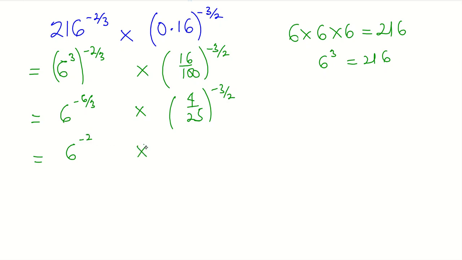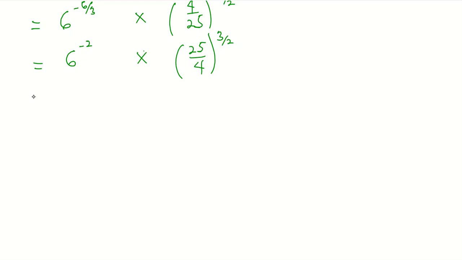Times. Now in indices, we said if we have two numbers dividing and the exponent is negative, then we can write it as the reciprocal of the numbers, 25 out of 4, and we make the exponent positive, that is 3 out of 2. So we just reciprocate the numbers and make the exponent positive. Now with that idea, our solution becomes: we maintain the 6 exponent negative 2, and we simplify what we have here.